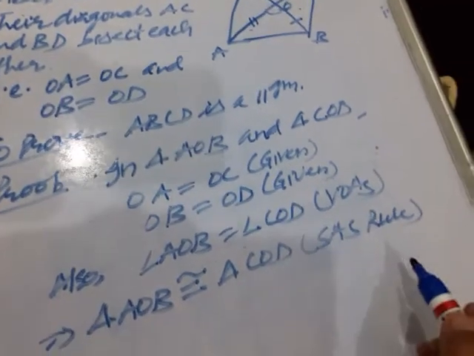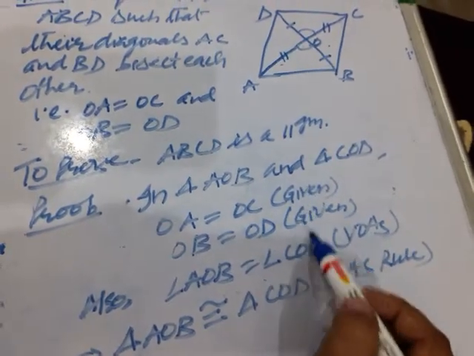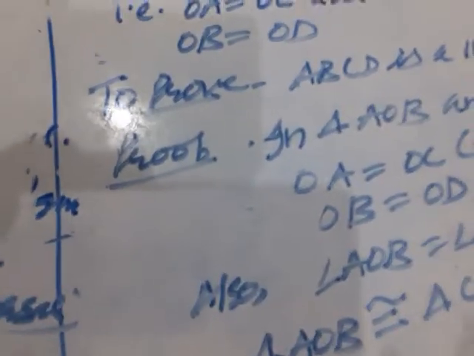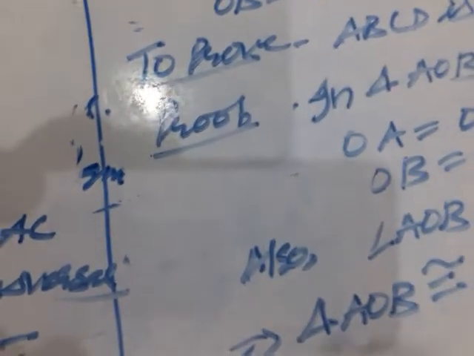Okay, children, what is this rule known as? SAS rule. This is side, and this is angle. That is, triangle AOB is congruent to triangle COD. Clear?